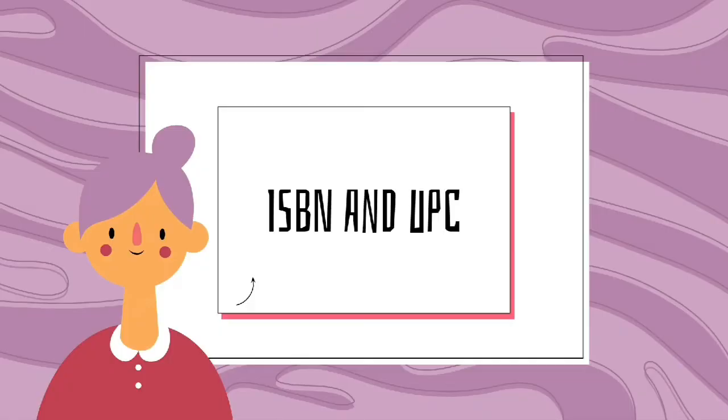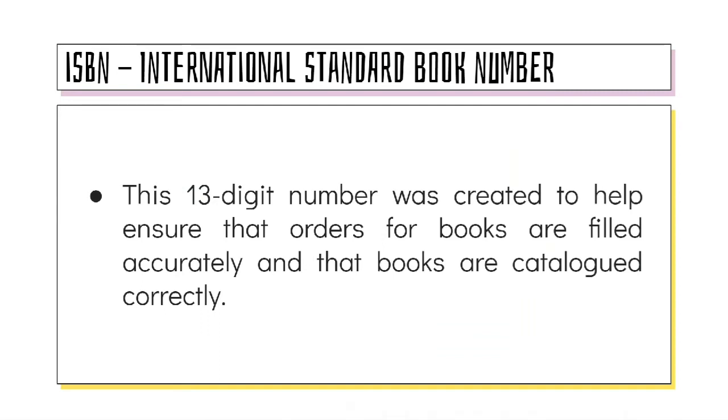Okay, class, let's tackle first the ISBN and UPC. ISBN is an International Standard Book Number. This is a 13-digit number which was created to help ensure that orders for books are filled accurately and that books are cataloged correctly. Remember that ISBN is a 13-digit number.